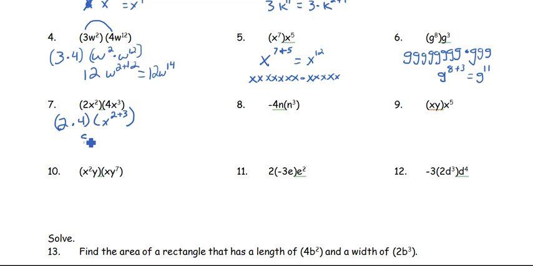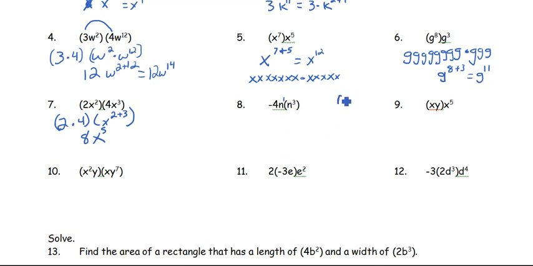So 2 times 4 is 8, x, and 2 plus 3 is 5. I know it's kind of confusing at first, but once you learn the rule and you understand what it's all about, it's very easy. All right, now 8. If you look at this, if there is no exponent listed, then the exponent is automatically a 1.